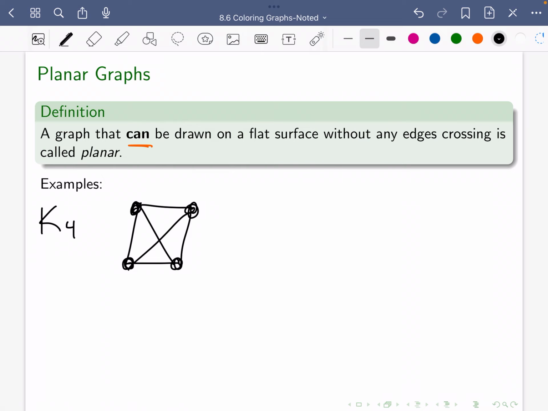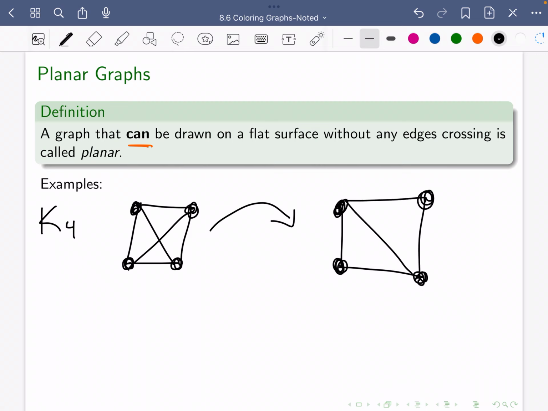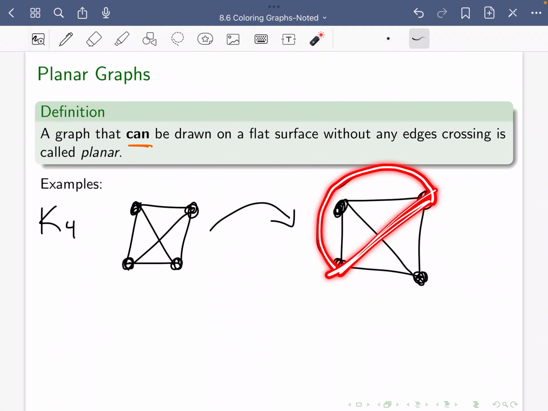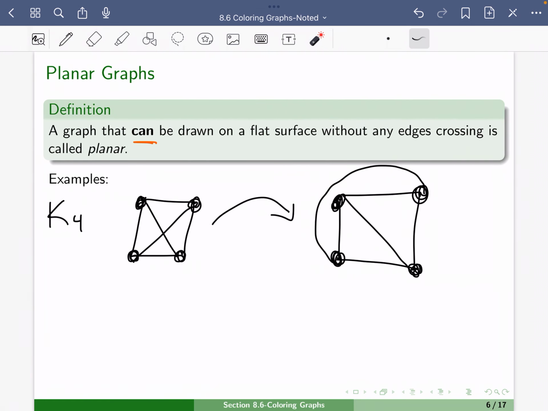we often think of it as this. It is possible to draw that graph so that no two edges cross. Right? So we could do that. Instead of drawing the edge from those two corner vertices on the inside, we could draw that edge on the outside so that it avoids crossing that one on the inside. So K4 is planar.